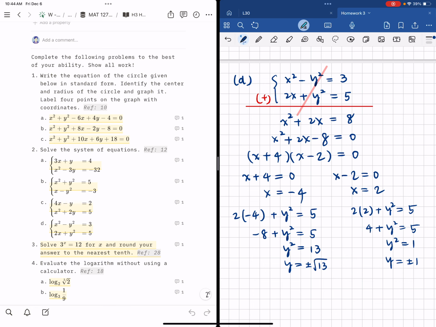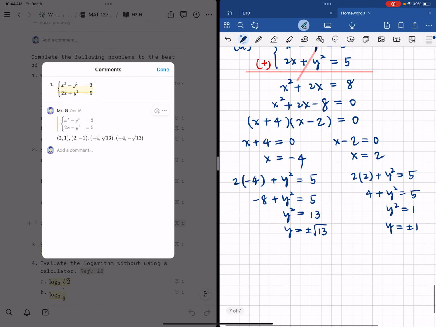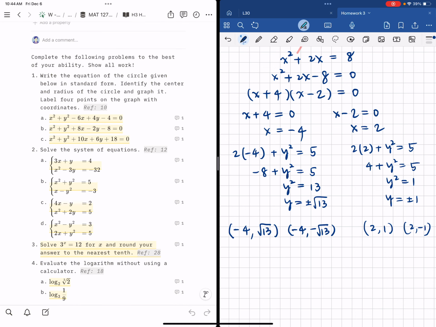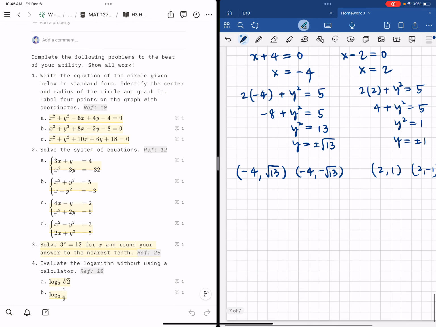So again, we have 4 points. Let's see if it's right. Yeah, it is right. So let's write down all of the points. The first 2 points are negative 4, positive square root of 13, and negative 4, negative square root of 13. So that will be the first 2 pairs. The second 2 pairs will be 2, 1 and 2, negative 1. And that's part D. Finally, we're done with number 2. A very tedious problem set.